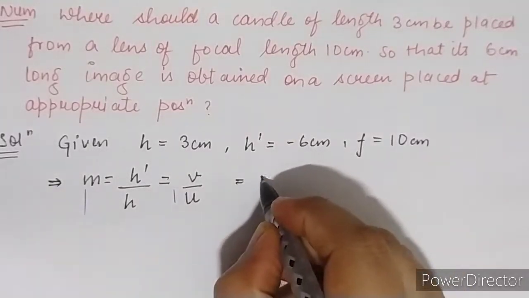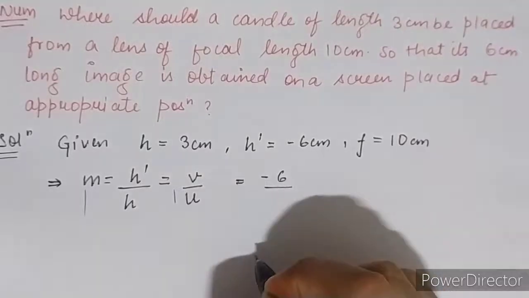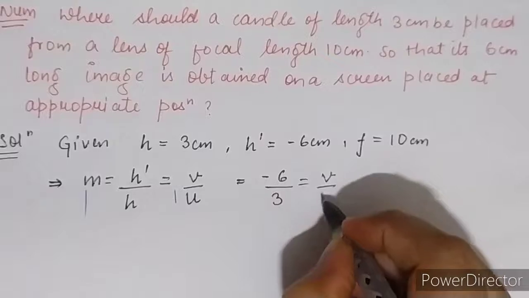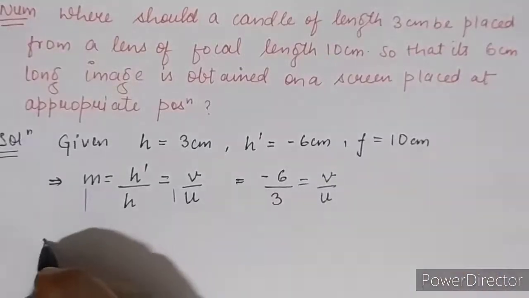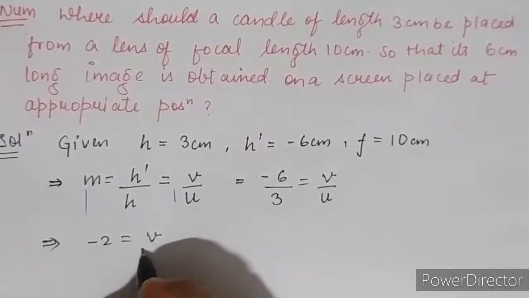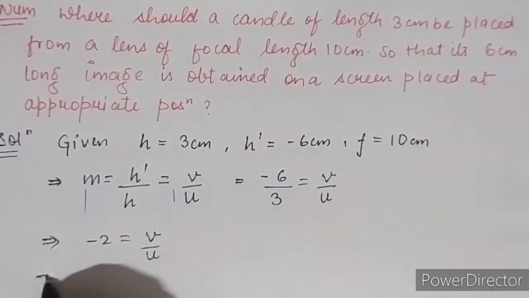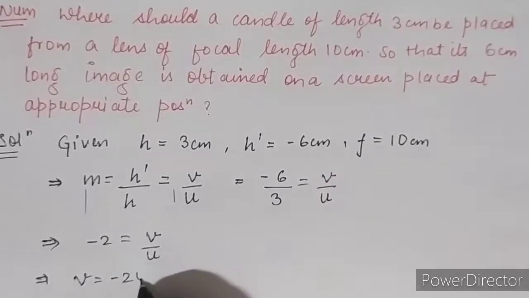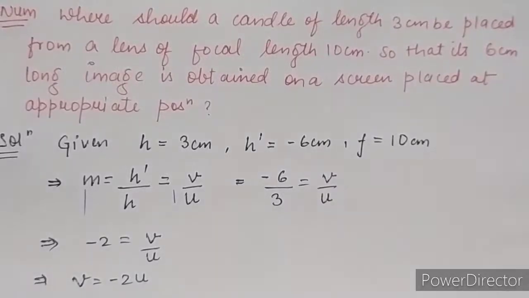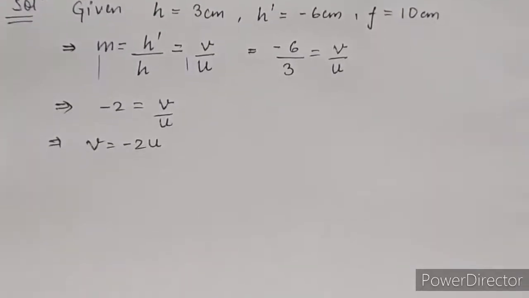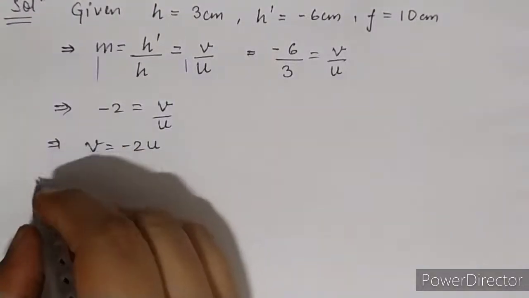Height of the image is minus 6 centimeter and height of the object is 3 centimeter, V upon U. So it becomes minus 2 is equal to V upon U, and from here the value of V is twice of the object distance in the minus form. Now we have to use the lens formula.